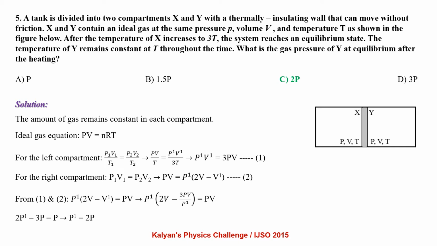P2 V2, that is PV equal to P dash of 2V minus V dash. Here we have written the volume as 2V minus V dash because the total volume of the container is 2V and the volume of the first compartment is V dash. From 1 and 2, P dash into 2V minus V dash equal to PV, that is P dash of 2V minus 3PV by P dash equal to PV, which gives us P dash equal to 2P.